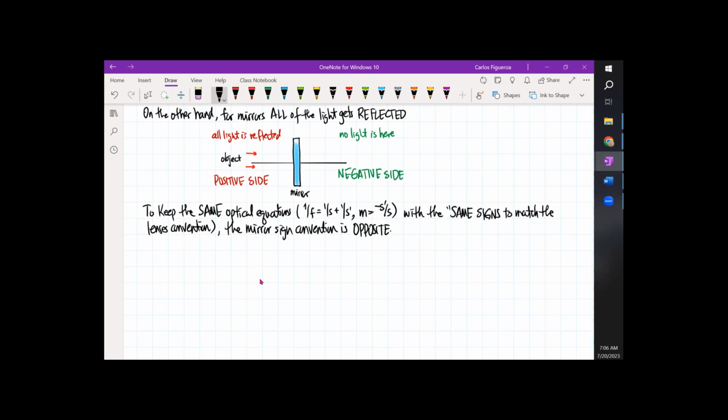Now, the wording is a little bit funky here. What I mean here is that to keep what we mean by an image, if I have a positive image distance, then that means I have an erect real image. If I have a negative image distance, then I'm going to have an erect virtual image. So when I say this same sign convention, I really mean that if s prime is positive, then I know I have an inverted real image. And if I have something that's negative, then this is going to be an erect virtual image. So when I say the same signs to match the lens convention, that's what I mean by that.